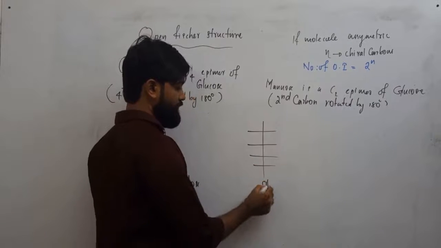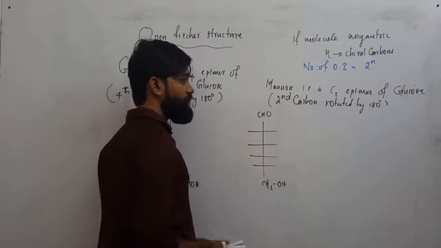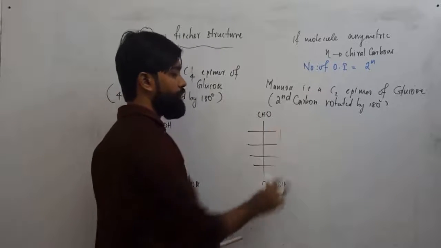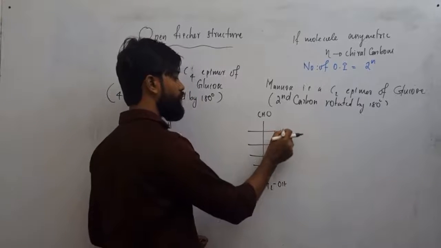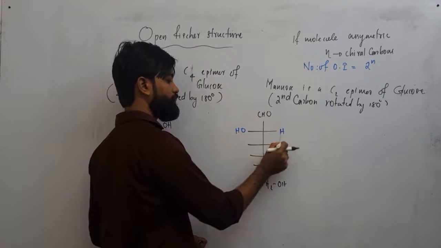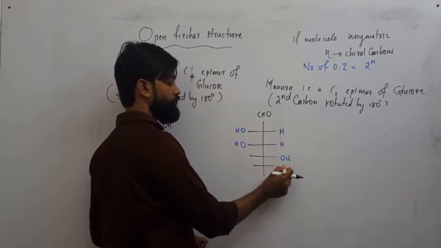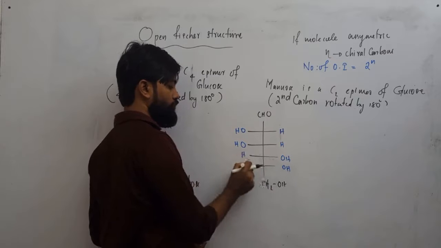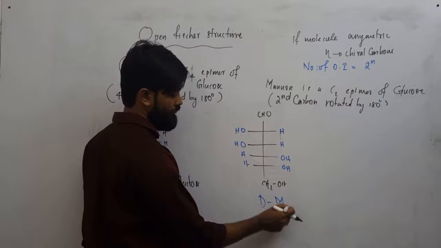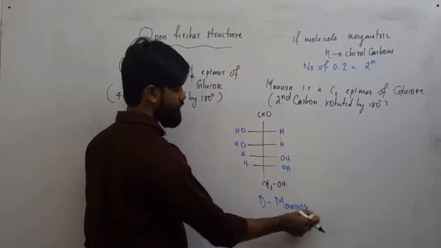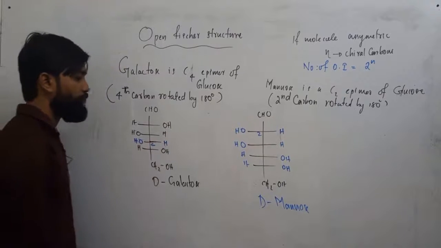In the usual style, CH2OH, here is the CHO, and this is the second carbon, where the OH is on the right side. Here H on the right side. Third always H on the right side. Fourth always OH on the right side. Fifth also OH on the right side. So this particular structure is said to be D-mannose. See the change. The change is in the second carbon. Here, the change is in the fourth carbon.